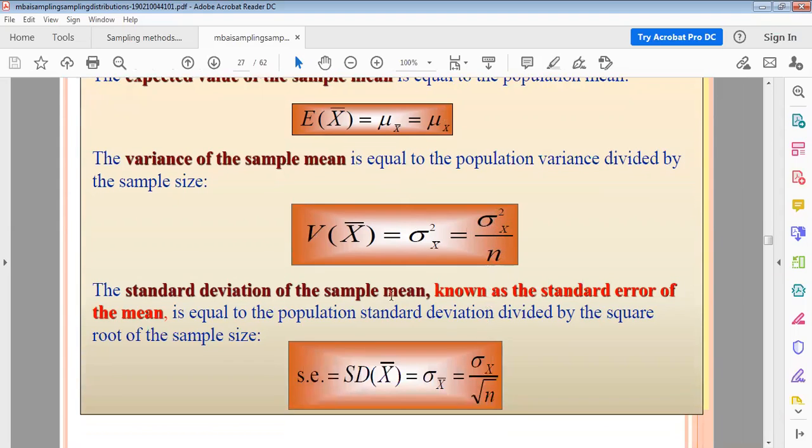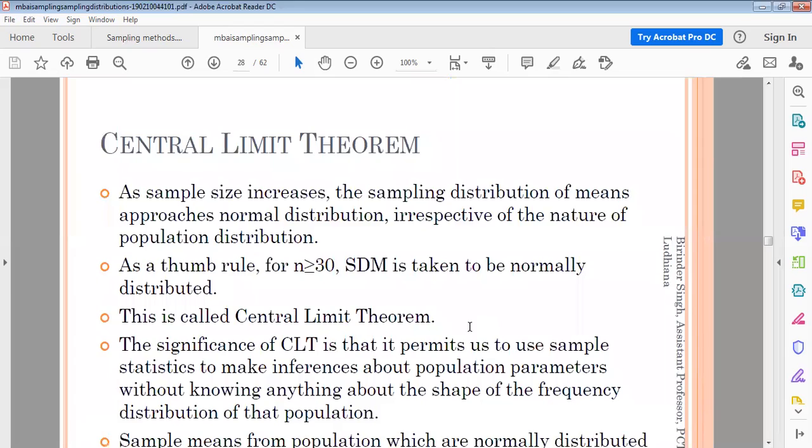Now the standard deviation of the sample mean is known as the standard error of the mean. The standard error will be denoted by the standard deviation of the mean, which is equal to the population standard deviation divided by the square root of the sample size. You have to remember this formula.